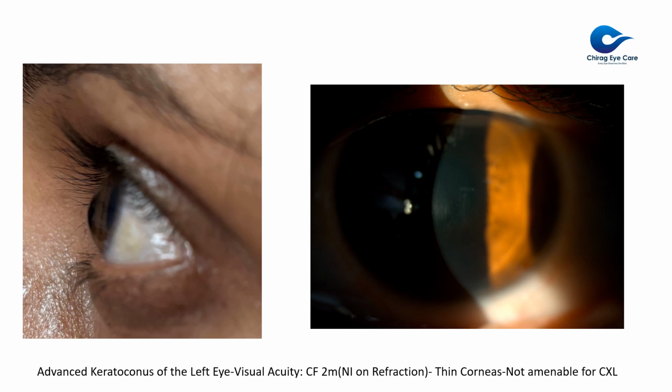As can be seen here, these are photos taken by me of this patient. You can see the pronounced cone in the left eye from a side profile. And when we did the slit lamp examination, you can notice that there are multiple Vogt's striae in the visual axis, which can be shown by the arrow here. Her visual acuity was counting fingers at 2 meters in the left eye, and it was unfortunately not improving on refraction. Her corneas were very thin, hence ruling out the possibility of doing collagen cross-linking in this patient.